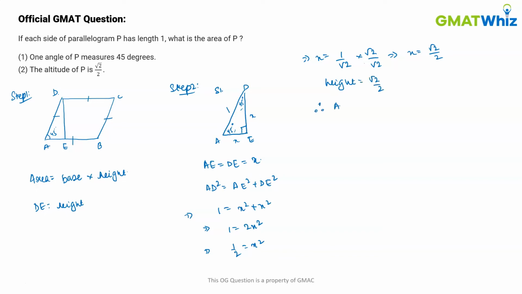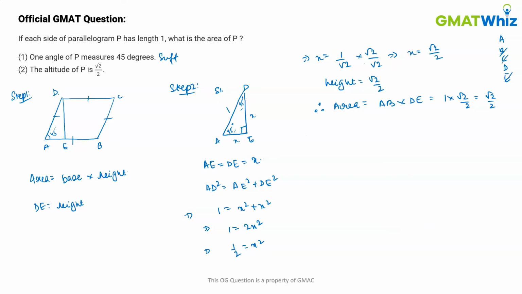Therefore, the area will be equal to base times height. Now, the base is nothing but AB and the height is DE. After plugging in the values, we get 1 times root 2 by 2, which gives us the area of the parallelogram as root 2 by 2. Hence, statement 1 is sufficient and out of the given options, we eliminate B, C and E.